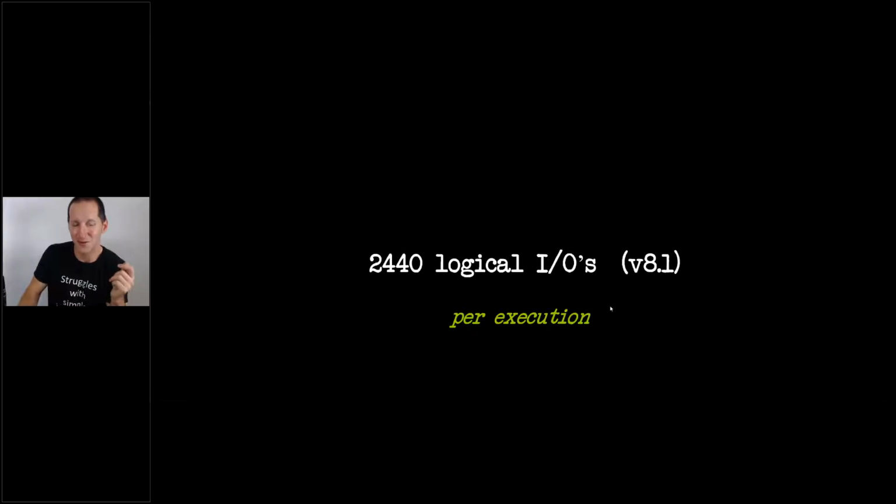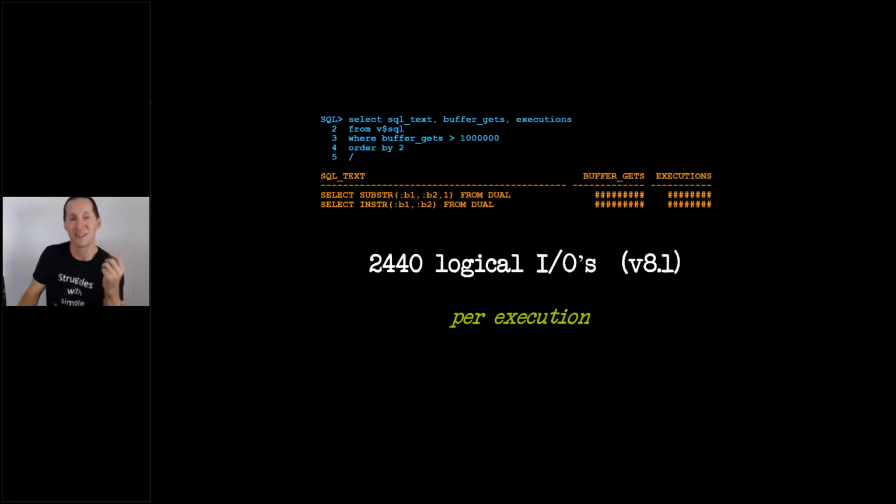That meant 2,444 logical IOs in version 8.1.7, which this client was on, for every execution of that routine, because there are 5 logical IOs back in Oracle 8.1 to do a select from dual. And in fact, the reason I got called into this client was they said, we've got all these performance problems, our CPU is absolutely maxed out.